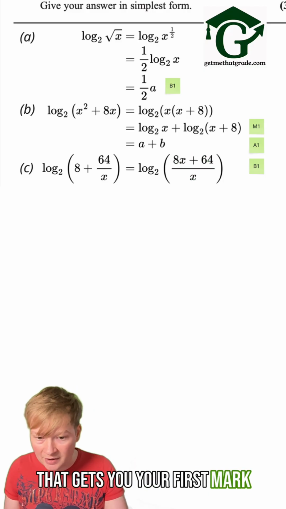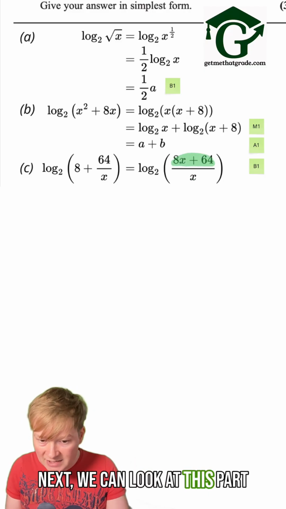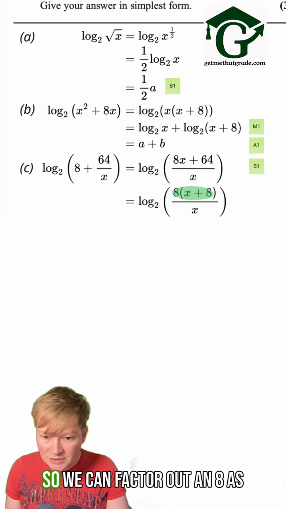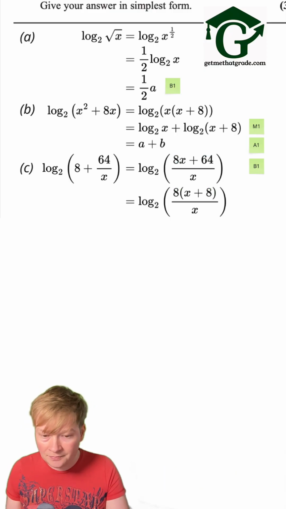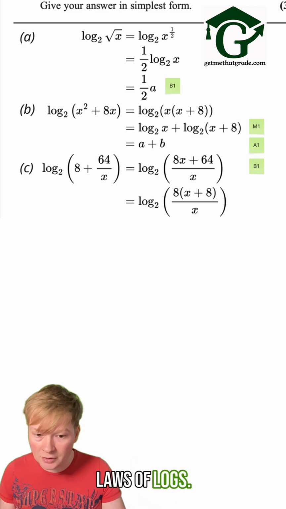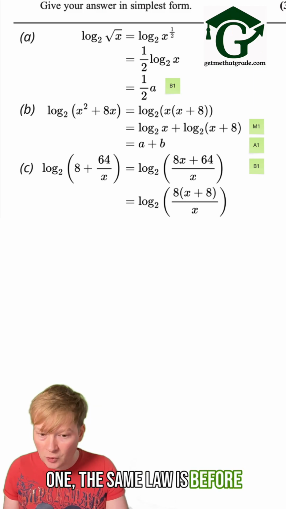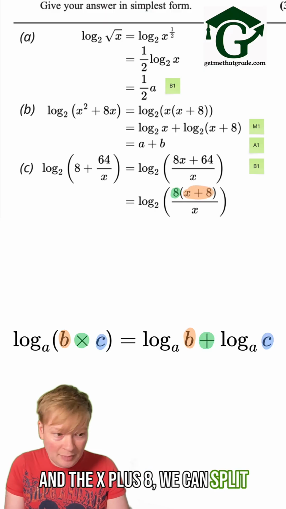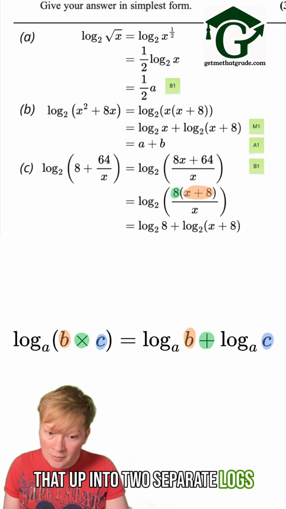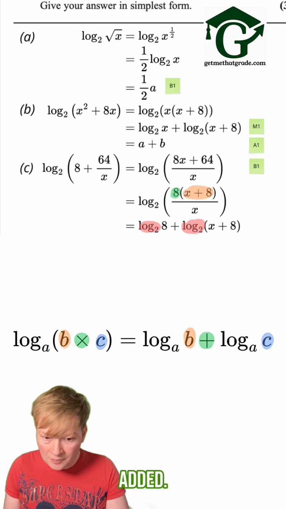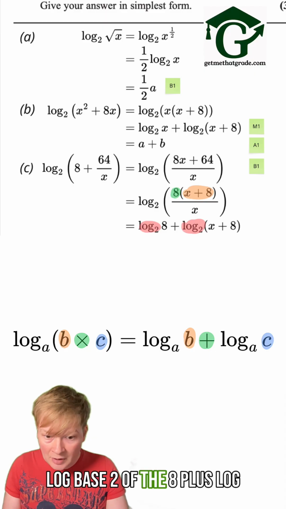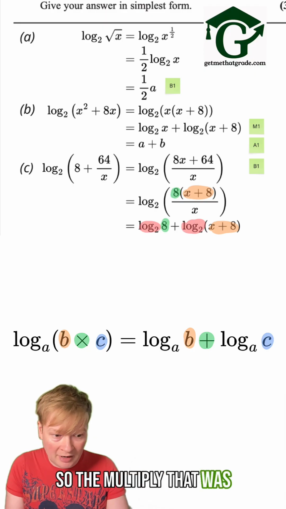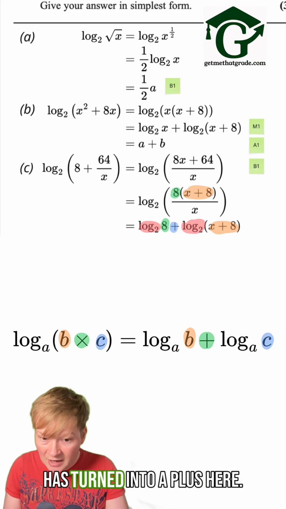That gets you your first mark here. Next, we can look at this part and notice that 8 and 64 are both in the 8 times table. So we can factor out an 8 as follows. Next, we can use a couple of laws of logs. One, the same law as before, that when we multiply the 8 and the x plus 8, we can split that up into two separate logs that are being added. Log base 2 of the 8 plus log base 2 of the x plus 8. So the multiply that was between these brackets here has turned into a plus here.